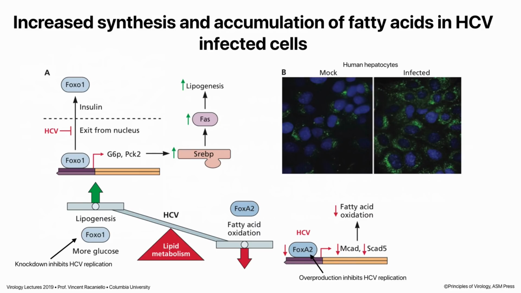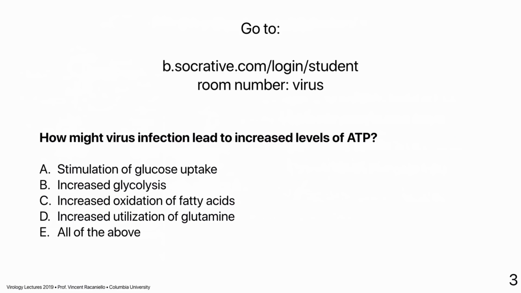And at the top right is a staining of cells with a dye that shows the lipid in green. And so these are human hepatocytes in culture. These are mock infected. The nucleus is stained with DAPI. It's blue. You can see there's a little bit of cytosolic lipid, but on the right, much more lipid accumulating in the cytosol in HCV infected cells. So again, the virus is pushing the cell to making more lipids, to doing lipogenesis as opposed to oxidizing these fatty acids.